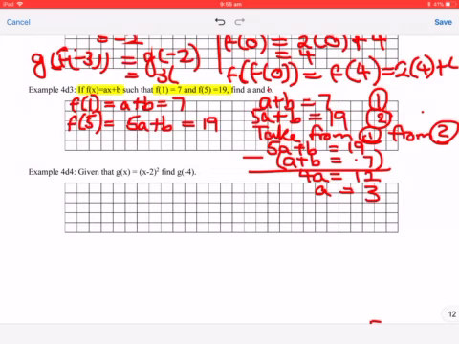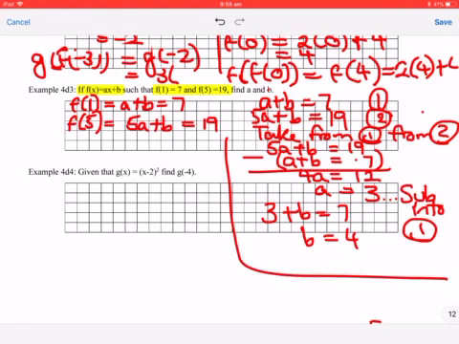And now I can sub that into 1. So again, write this down, sub into 1. So if I sub that into 1, I get 3 plus b equals 7, so b equals 4. So that is simultaneous equations with functions.